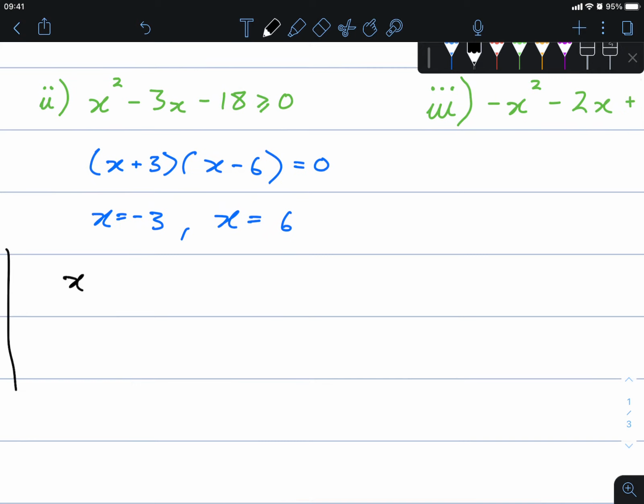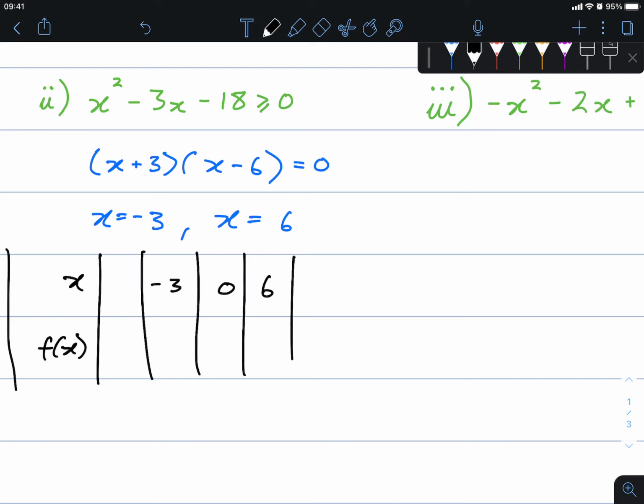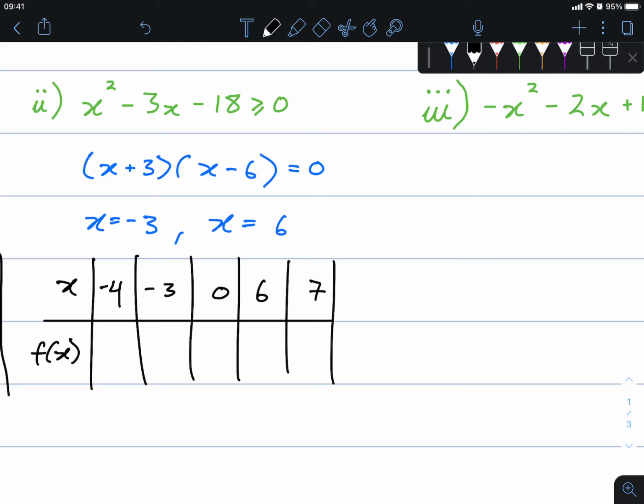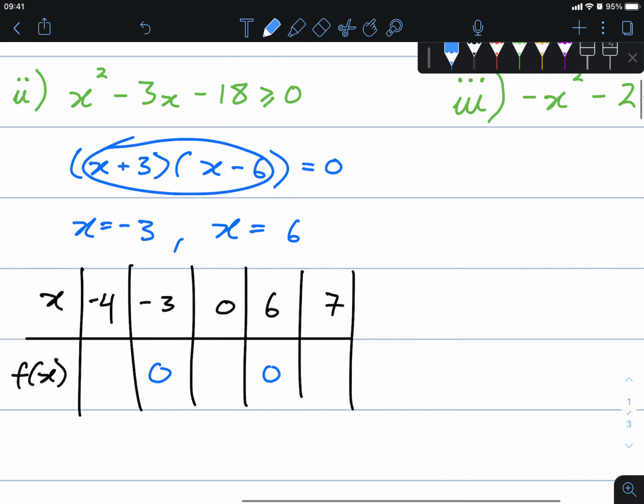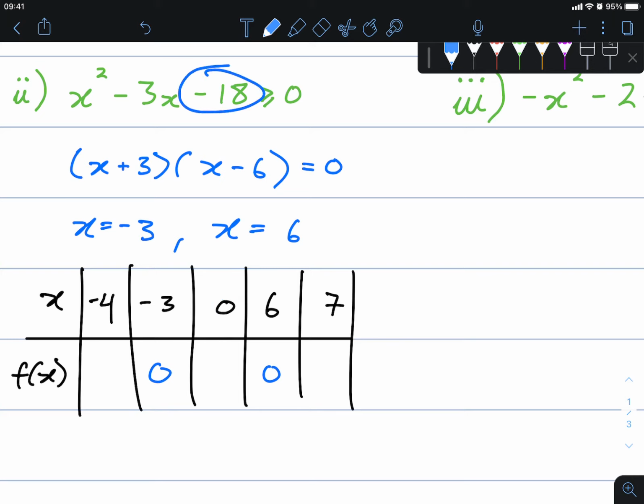Making a very rough table of signs. Negative 3. Pick any number in between. Let's just pick the y-intercept, it makes it a lot easier. Positive 6 and 7. There we go. Let's pick a number, negative 4. We know that negative 3 and 6 are 0, so let's write those in. And now let's test these values into the factorized version. Oh, actually, we already know that this is going to be the y-intercept. We can see that the function has a y-intercept of negative 18, so we know that's going to be negative.